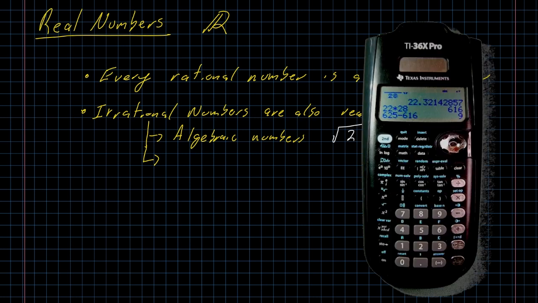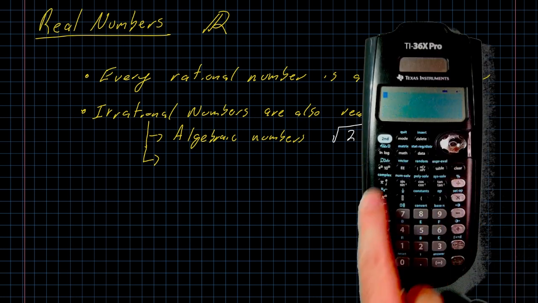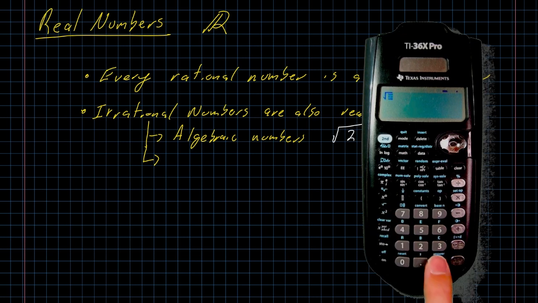If I jump to my calculator one more time here, and I try to calculate the square root of 2, my calculator just tells me it's the square root of 2. But if I hit that approximation key, it gives me this ugly decimal result. There is no way to write this as a fraction. That's just all we have. It still counts as a real number.